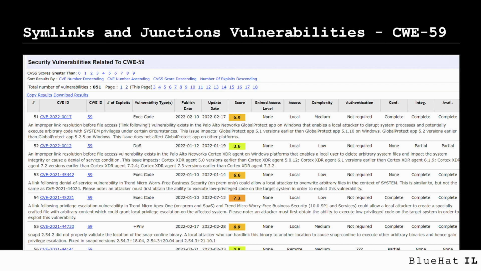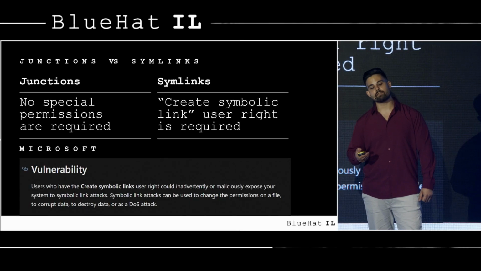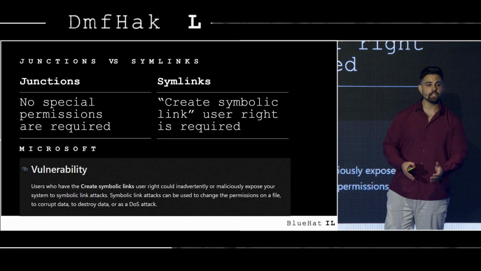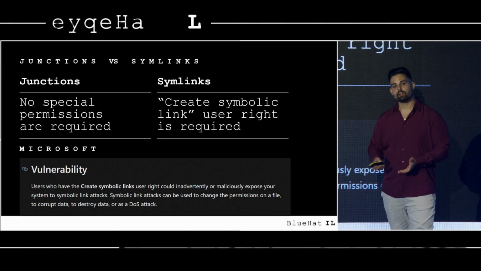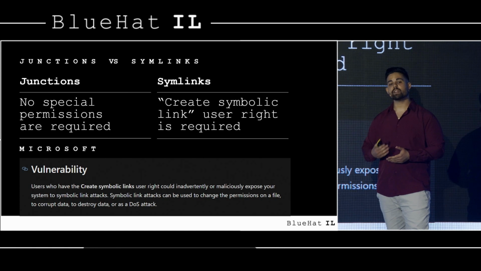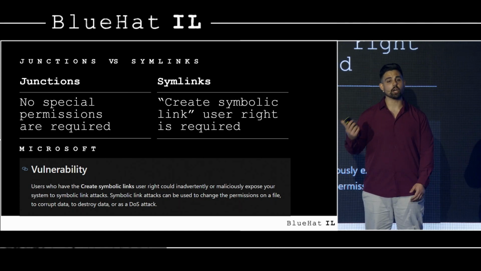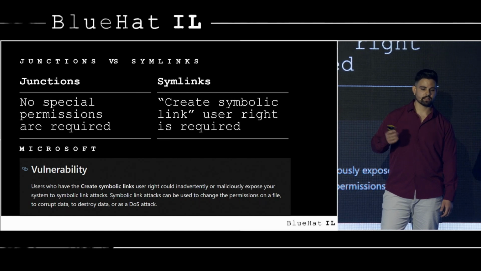There are so many link vulnerabilities in the past that Microsoft even knows that they must have the create symbolic links user right, which is given only to administrators by default. However, we have three types of links in the NTFS file system. We have symbolic links, we have junctions, and we have hard links.